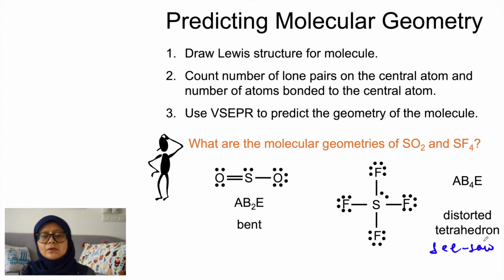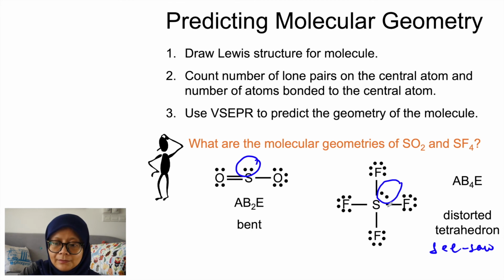In order to get these two structures, you need to draw the Lewis structure, and second, you need to determine the presence of lone pairs, or count the number of lone pairs. Here we have one lone pair on the central atom, and here we also have one lone pair on the central atom. But this one has two bonds, and for this example we have four bonds.